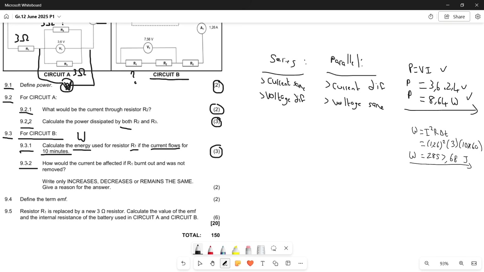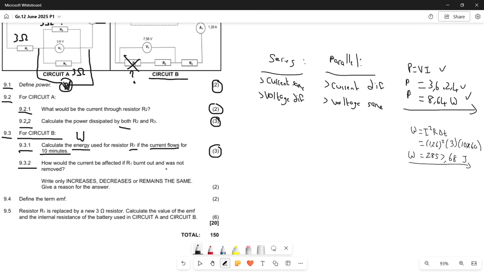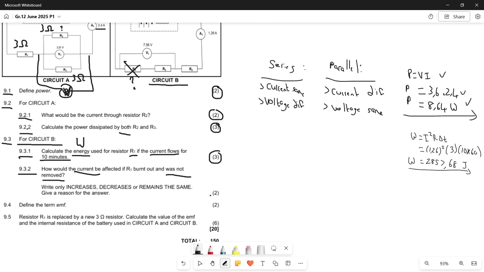And then 9.3.2, it is a theory question, and it says, how would the currents be affected if R1 over here burnt out and was not removed? Okay, they love this question. So the fact that it burnt out and was not removed, okay, how'd that affect the current, right? Only increases, decreases, or remains the same. 1 mark for the correct choice there, and then give a reason for the answer is our second mark.